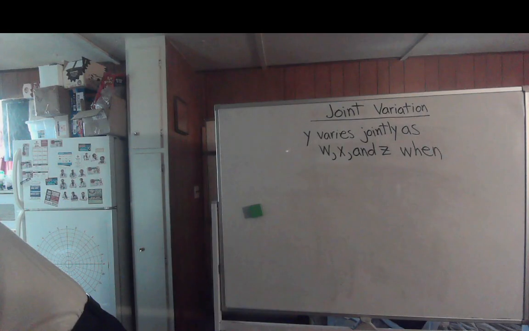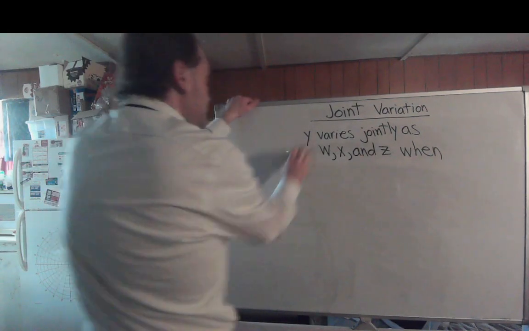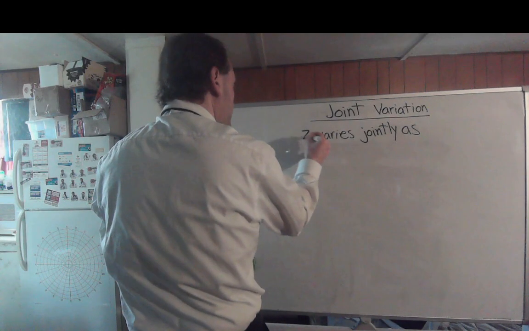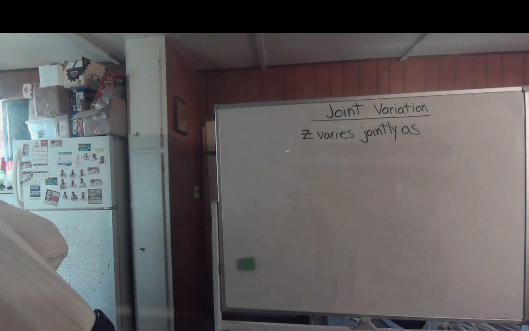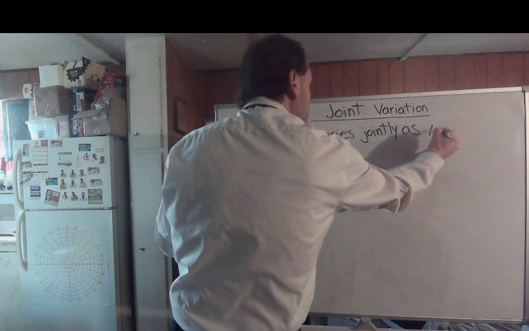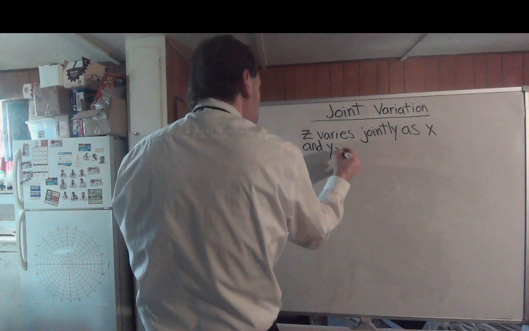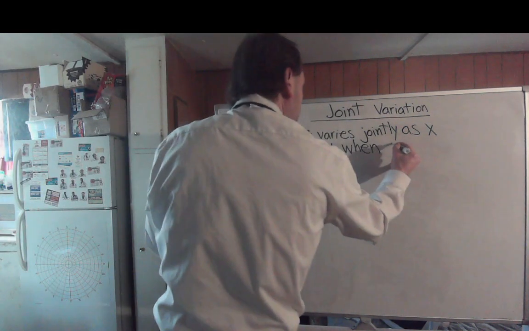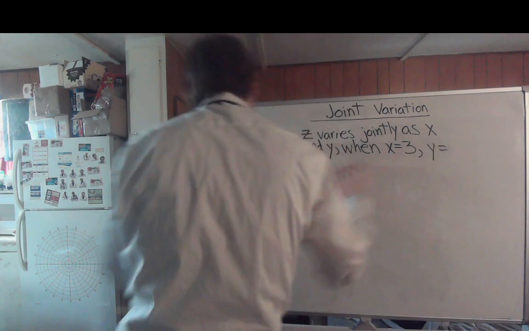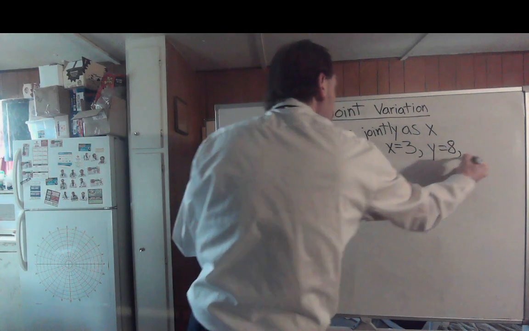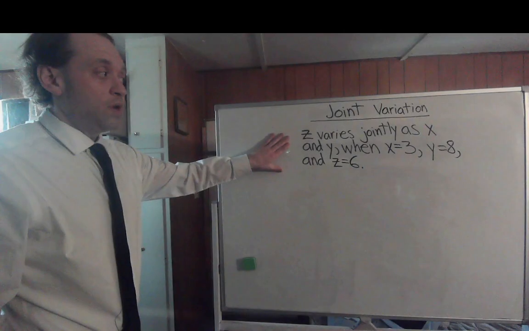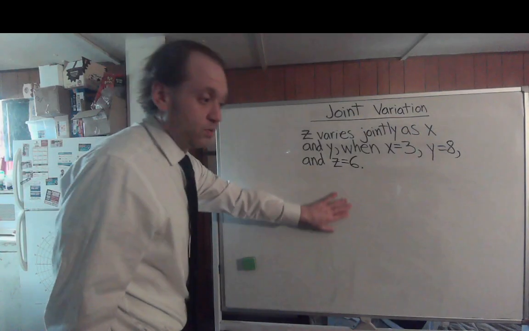So, let's see. So Z varies jointly as X and Y when X equals 3, Y equals 8, and Z equals 6. Alright.